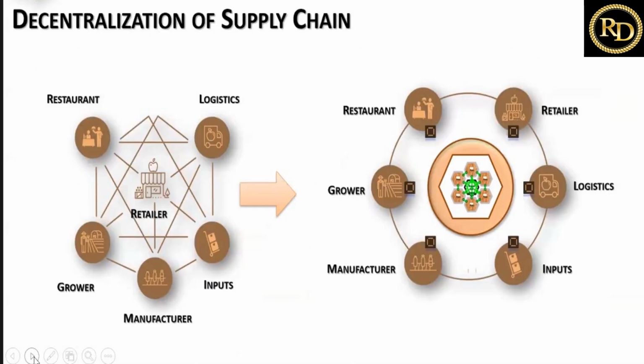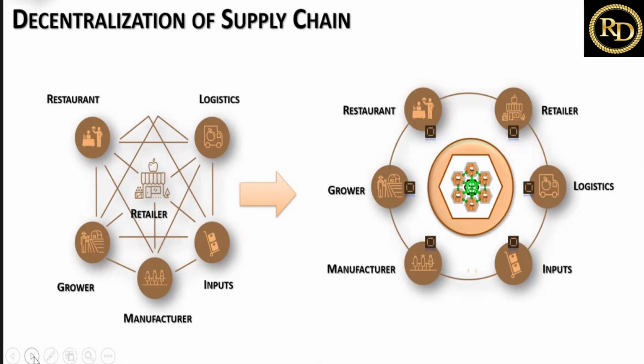So how does decentralization of the supply chain typically work? On the left-hand side, you have the current method, a typical supply chain, where a restaurant can buy from a manufacturer, from the growers, from an importer or a logistics company. Similarly, a retailer can directly buy from the grower, or directly serve a restaurant. So it is too complicated, a haphazard supply chain.